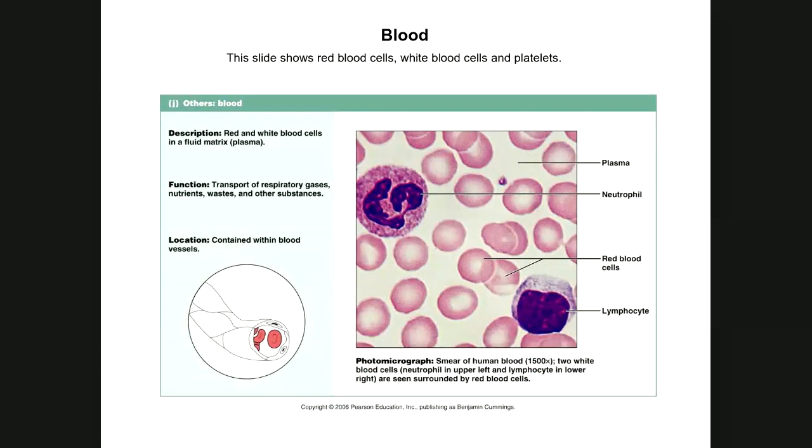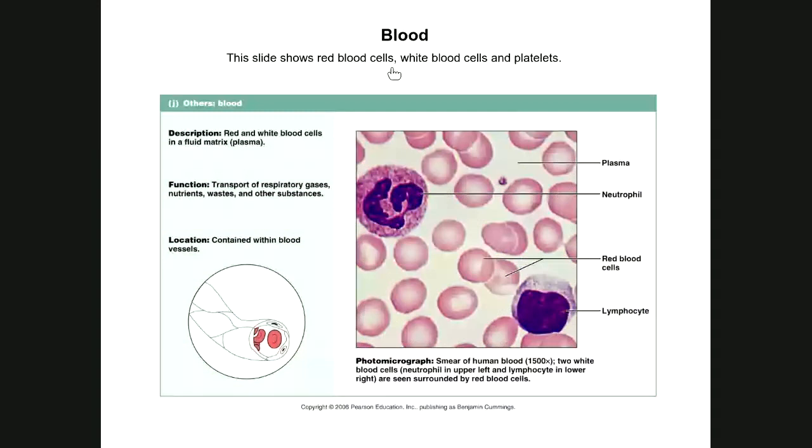Moving to, I forgot about this. It's not in your notes, but blood is also a connective tissue because it does have cells. Okay, it does have fibers. When blood clotting is formed, it makes fibers called fibrin, and it does have a background matrix, the plasma. So blood is also a type of connective tissue. So you might want to write that in as number 9 on your notes. Blood is a type of connective tissue.